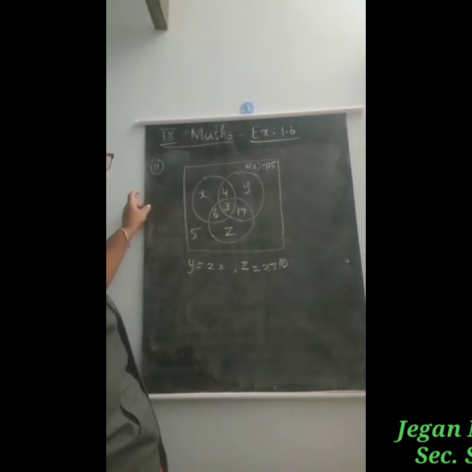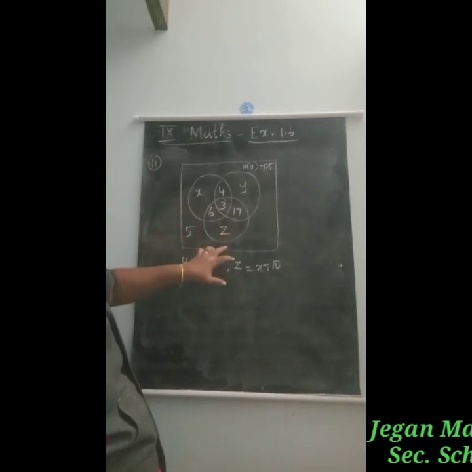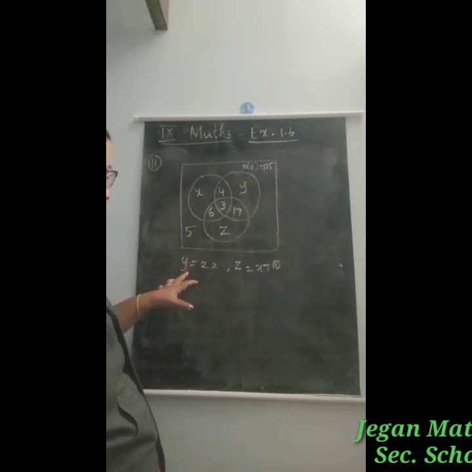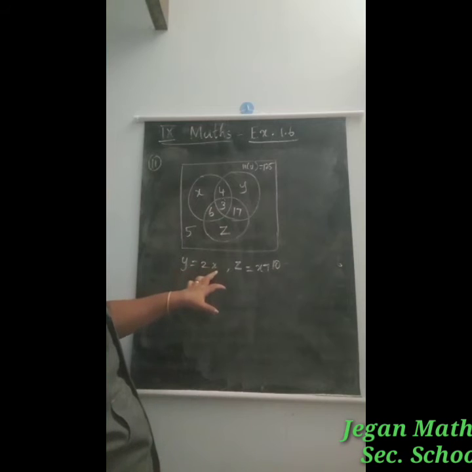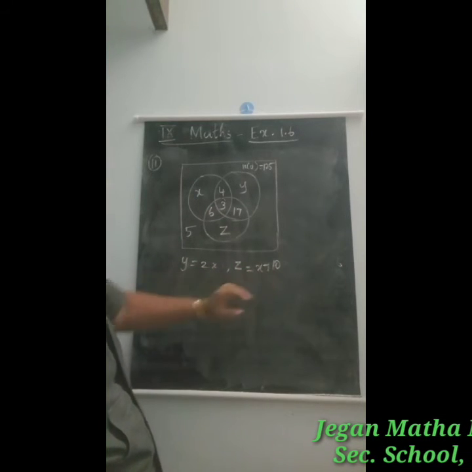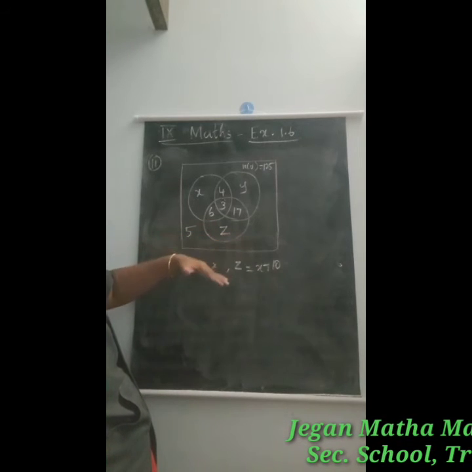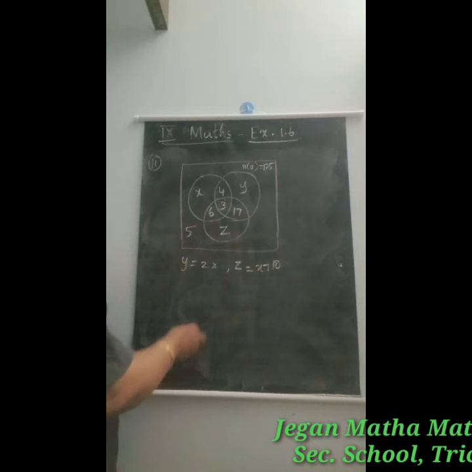The next question is, in the adjacent figure, we have to find out x, y, z. And the condition is given, y is 2 times x and z is 10 more than x. So by the given condition and according to the Venn diagram, we have to find out the x, y, z values.